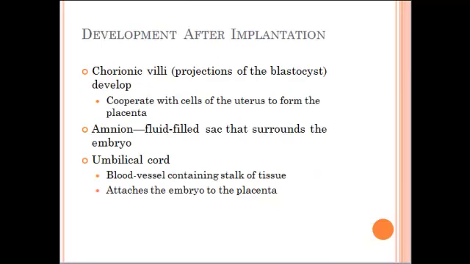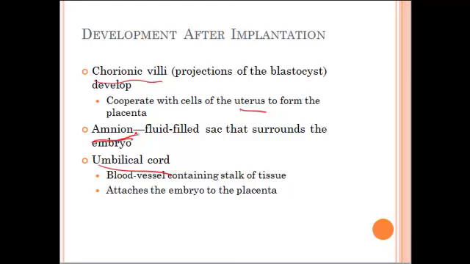As the embryo is growing, developing, some important parts are going to form. We're going to have what is called the chorionic villi, the amnion, and the umbilical cord. These are accessory organs, accessory parts of the embryo that are going to allow it to grow and develop. The chorionic villi come from the growing embryo, but they are not going to become the organism. That's what the inner cell mass is, but they cooperate with the cells of the uterus to form the placenta. This is going to be the exchange organ between the mother and the baby as it continues to grow.